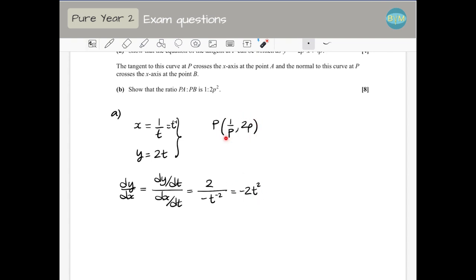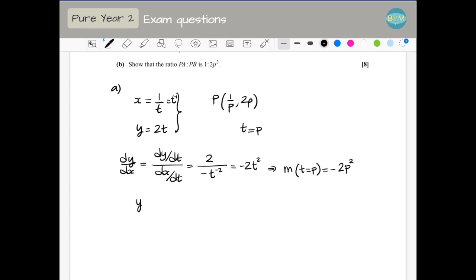But we want at point P, so we should find the parameter at this point. And it's very easy because you can see that 2p is 2t, which means the parameter is p. Yeah, and it works with this one because we have 1 over t. So my parameter at P is going to be p, which means the gradient when the parameter is p is going to be minus 2p squared, just substituting there. And to write the line, I'm going to write y minus the y of the point is the gradient, x minus the x of the point. I'm going to use that.